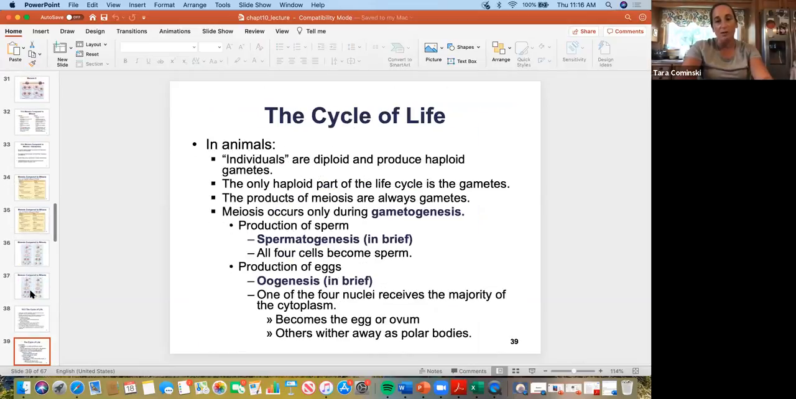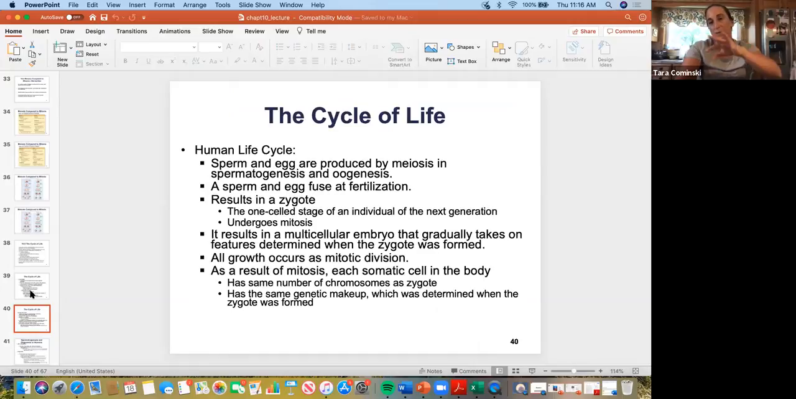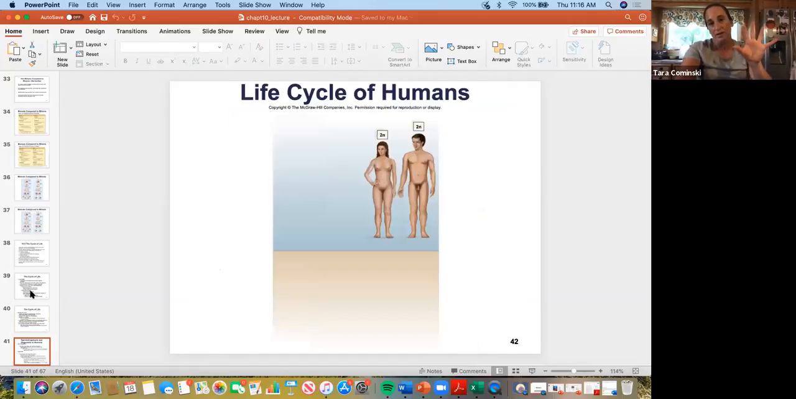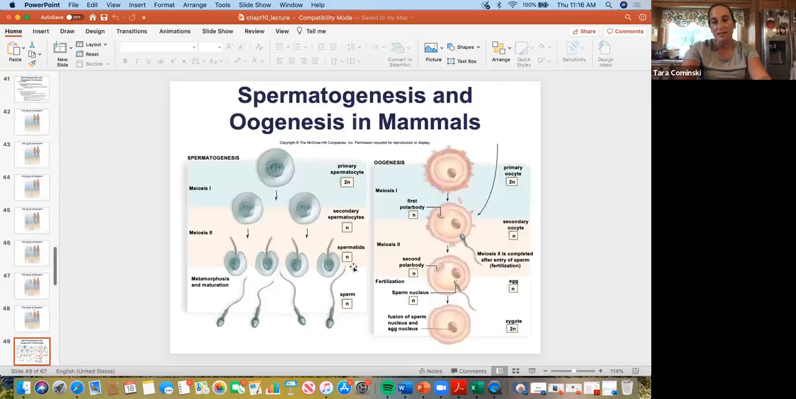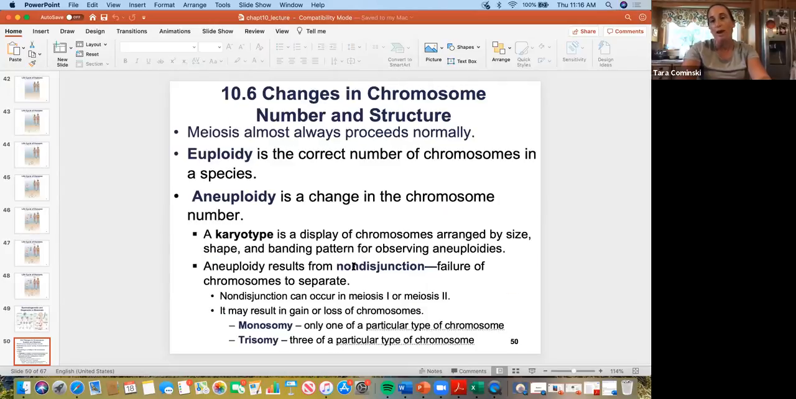And then, like I said, there was also a section where we talked about the cycle of life, right? Just understanding where meiosis and mitosis fit into the cycle of life. I think it's pretty easy to understand. But like I said, the second part then talked about what happens when things go wrong, okay? For the most part, things go right, a lot of the time. However, if things go wrong during meiosis, you can end up with more chromosomes or fewer chromosomes, right? And we call that aneuploidy.